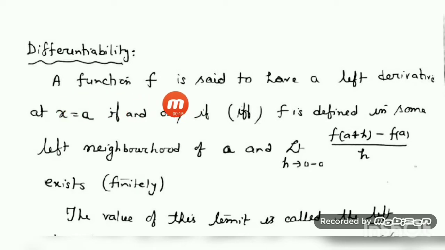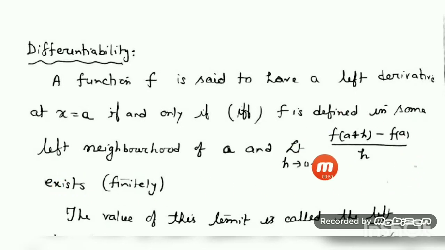Suppose you consider a function f. The function f is said to have a left derivative at the point x equal to a. That means we have considered a particular point x equal to a, and at that point the function is said to have a left derivative if and only if, shortly denoted by iff, f is defined in some left neighborhood of x equal to a, and that limit, denoted by what? Limit h tends to 0 minus 0 of f of a plus h minus f of a by h, exists.